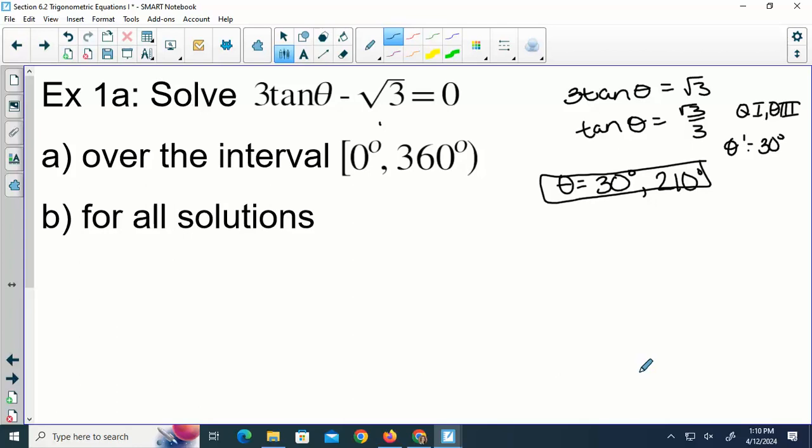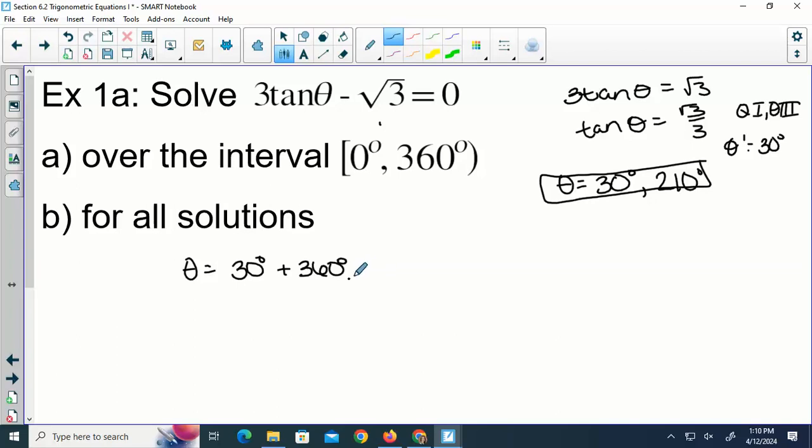Part B is all possible solutions. Well, if you think about every time we go around the circle, we're going to hit these again, right? So how far does it take to go all the way around the circle? 360 degrees. So when I say all possible solutions with no stopping point, we have to do each of these plus 360, but I could add it once or twice or 3 or 4 times, or we could subtract it, right?